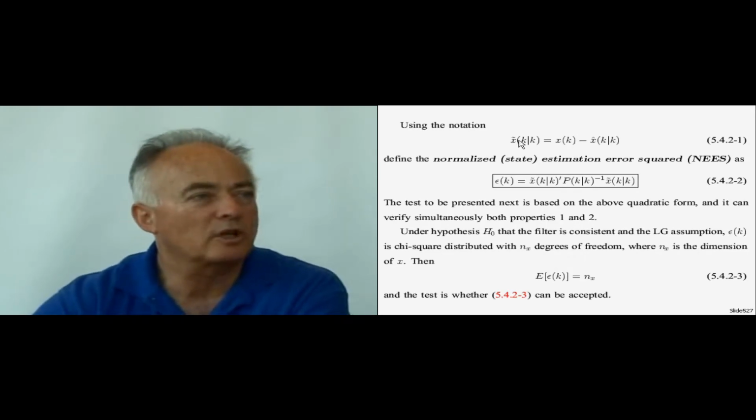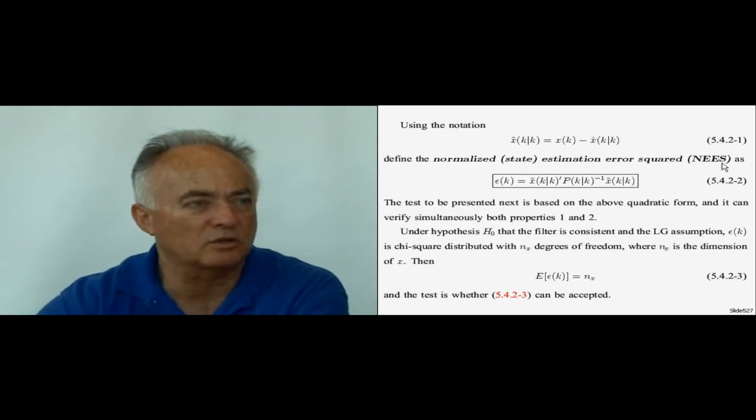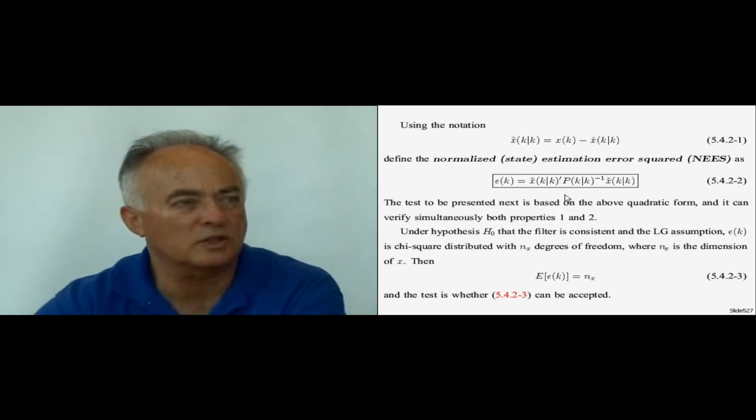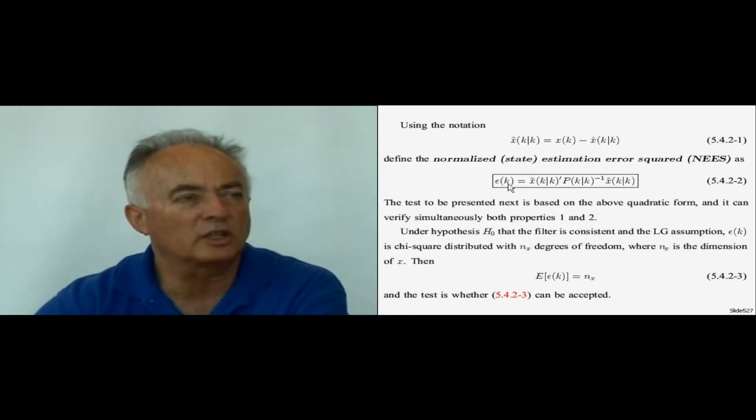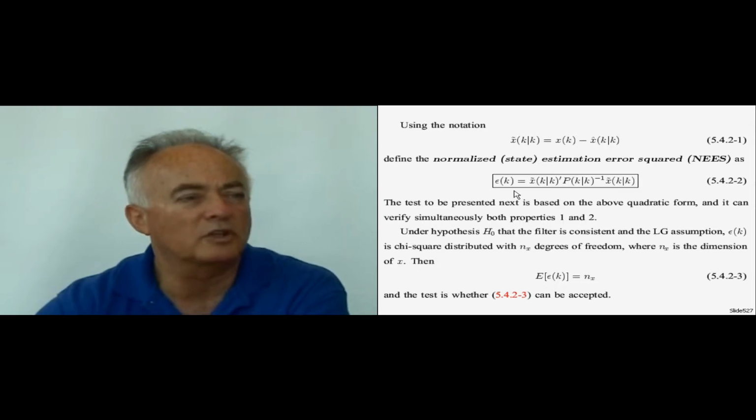Now, we'll use the notation again as before. X tilde is x minus x hat, and we define the normalized state estimation error squared, NEES, for the state, as epsilon at time k is x tilde kk prime, Pkk inverse, x tilde kk. So this is a quadratic form, which again is chi-square distributed with nx degrees of freedom, and this is for a certain time k.